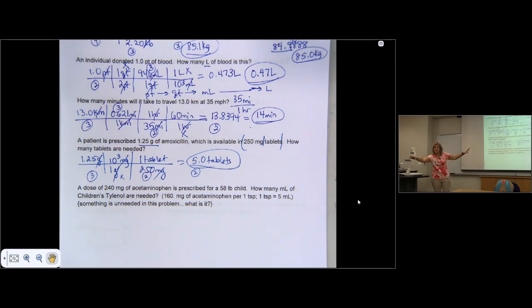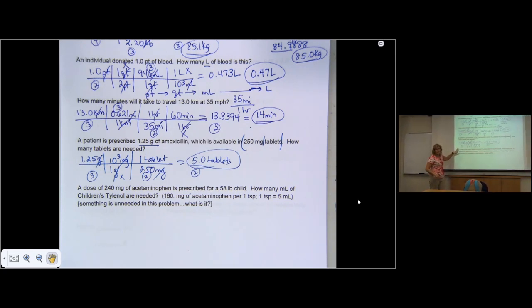Say that again? No, that's not why. It's already been prescribed. That's why. Somebody else already figured out you needed what? 240 milligrams of acetaminophen. In other words, 240 milligrams is the dose needed for a 58-pound child. Someone else did that back work for you.